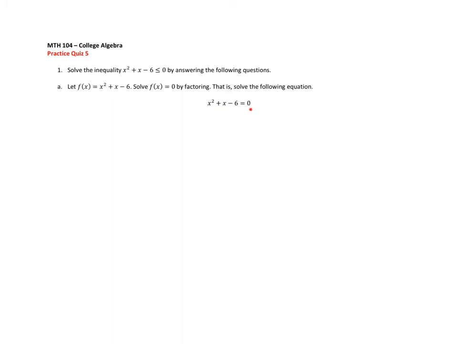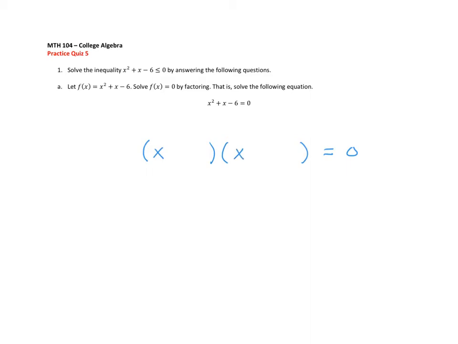So step 1 is we have to solve this equation, and I think the best approach will be to use factoring. So I want to choose two numbers that multiply to this negative 6, yet add to this positive 1 that is in front of the x term. So I think this can break apart into two linear pieces. We have to have an x and an x.